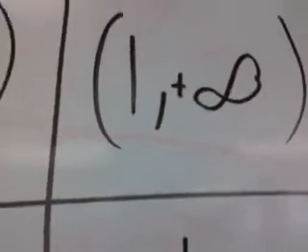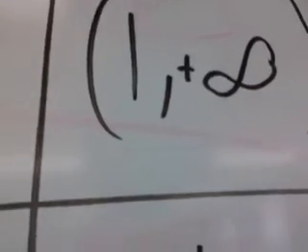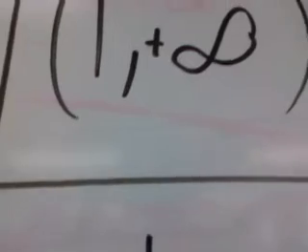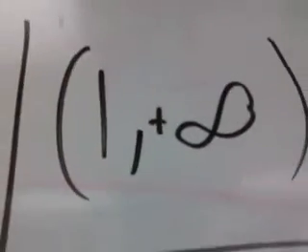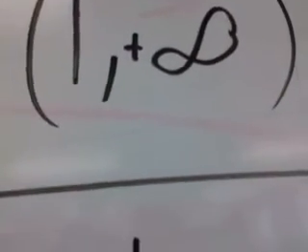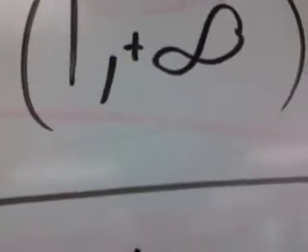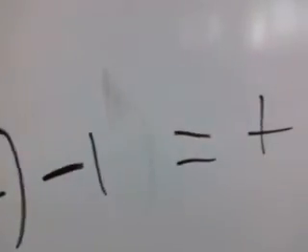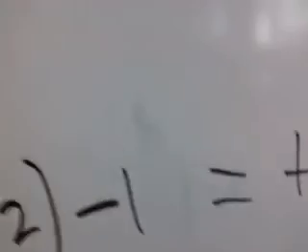And last but not least, we choose a number in the last interval from 1 to positive infinity, and I chose 2. You can use any number. If you use 4, your final answer will still be the same. So I used 2. I found f prime of 2, and that came out to be a positive number. So that means in this last interval, the function is increasing.